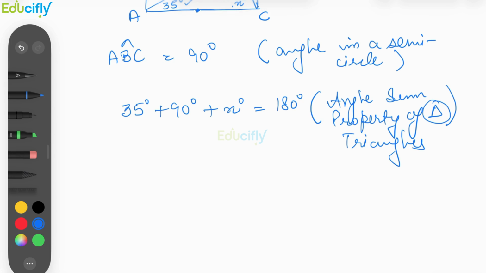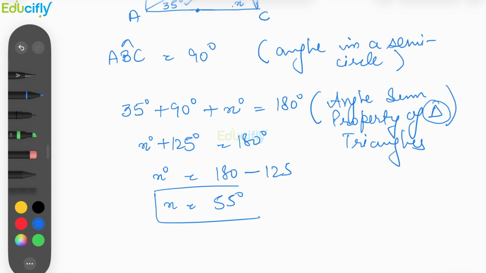This is called the angle sum property of a triangle: all the angles inside a triangle add up to give you 180 degrees. So x plus this is going to give you 125 degrees. So x degrees comes out to be 180 minus 125, which gives you 55 degrees as the solution. That's your answer.